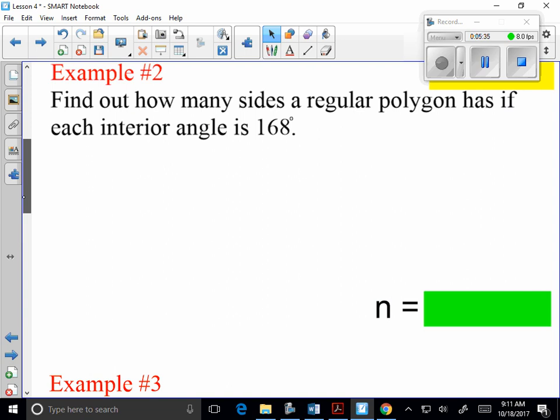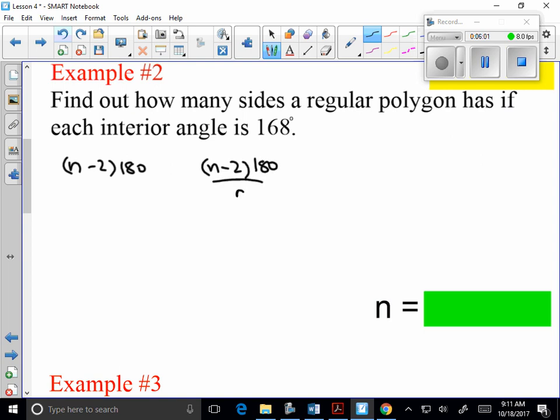Okay, how many sides in a regular polygon if each interior angle is 168? Okay, so now we're talking interior. Let's do this. n minus 2 times 180, or n minus 2 times 180 divided by n. Which of those two formulas do I want to use here? Yeah, cool. Second one, because of the word each again.